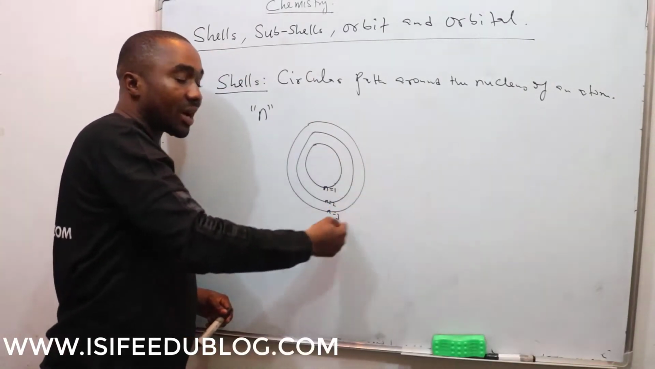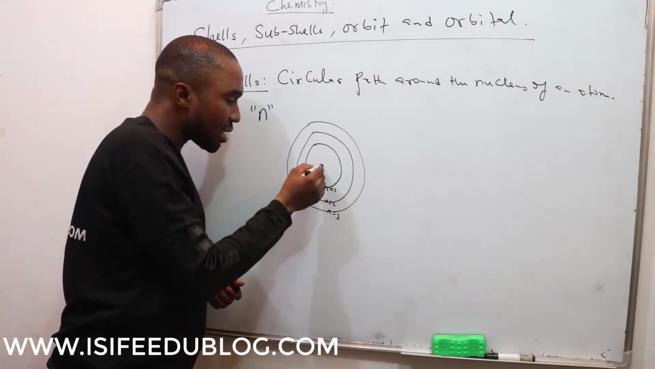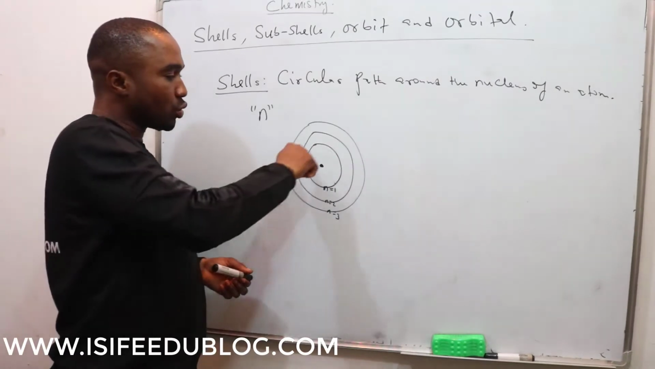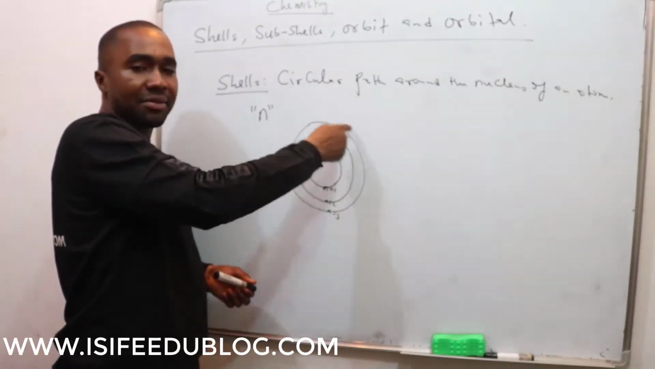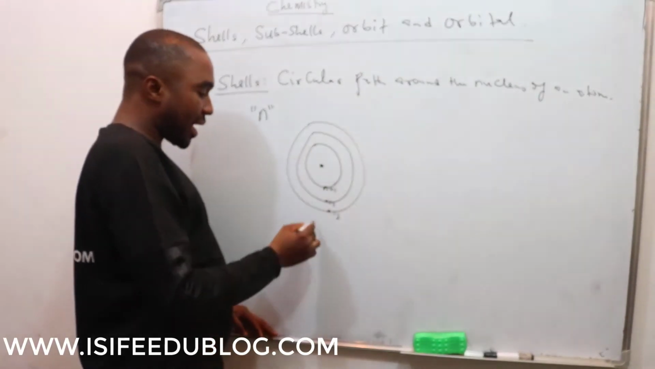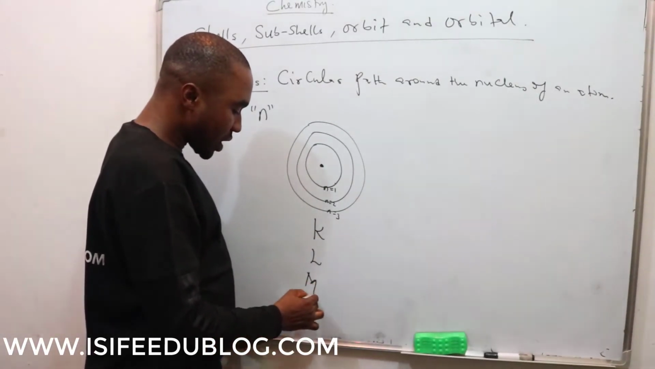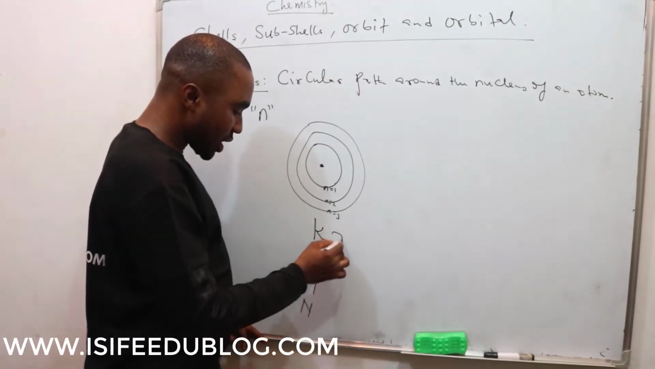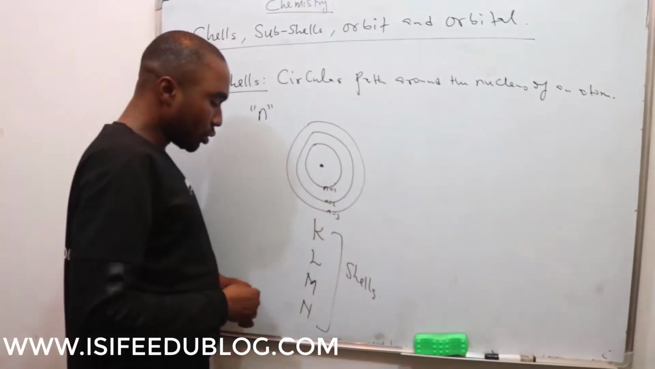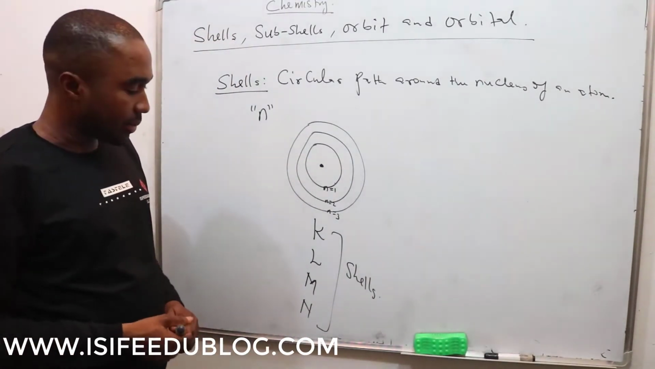So the shell is the circular part around the nucleus. The nucleus is the center where the protons and the neutrons are located in an atom. So those circular parts are fixed around the nucleus. The shells are like the K shell, the L shell, the M shell, and the N shell. These are the names of the shells.